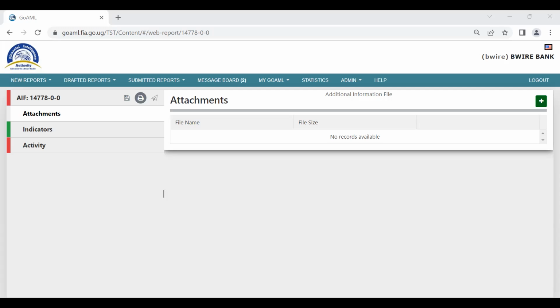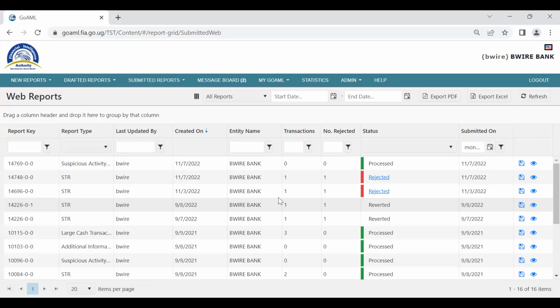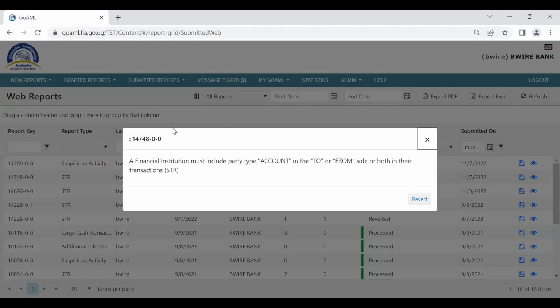So let's move to, yes, I wanted to show you this. If you go to submitted reports, web reports, you'll see the reports that you've submitted to FIA. Processed means they were successful, rejected means they did not pass, they missed something. If you click rejected, you'll see the reason why the transaction was rejected, and you revert it back to your drafts to make adjustments.